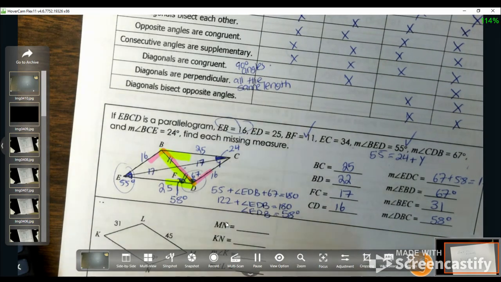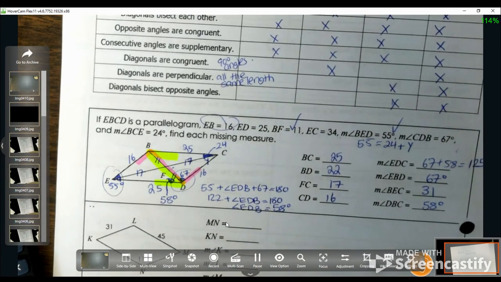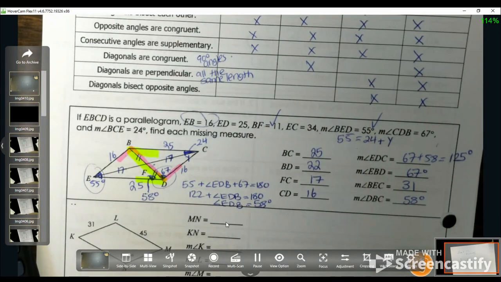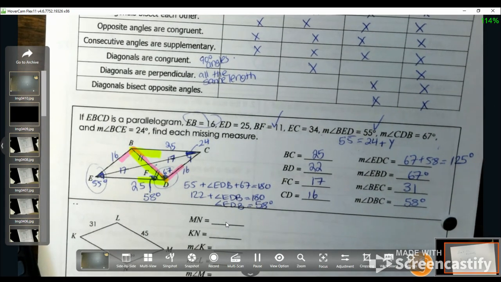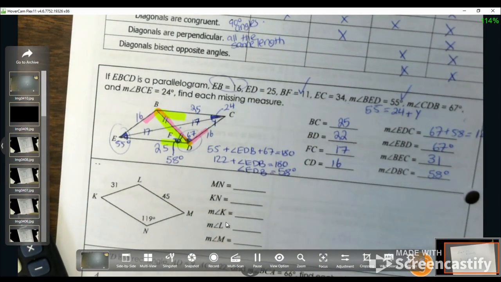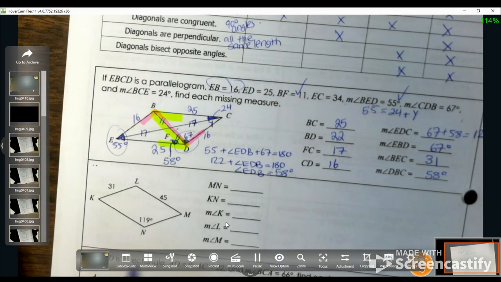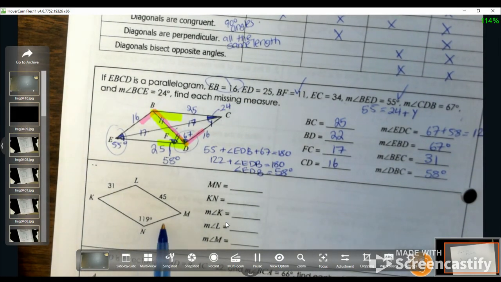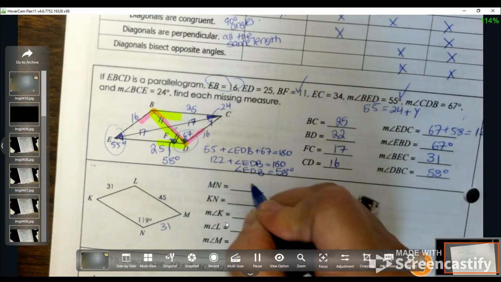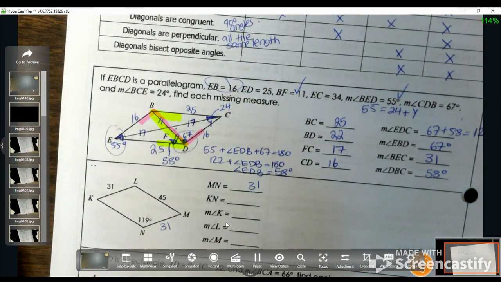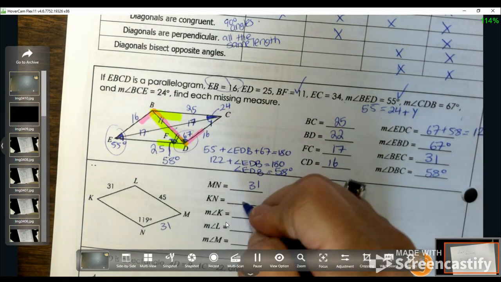I hope you were able to do it on your own and then just check your answers where you didn't understand. Now let's look over here. Okay. This one is more straightforward. I have 31 and 31. Okay. KN is 45.